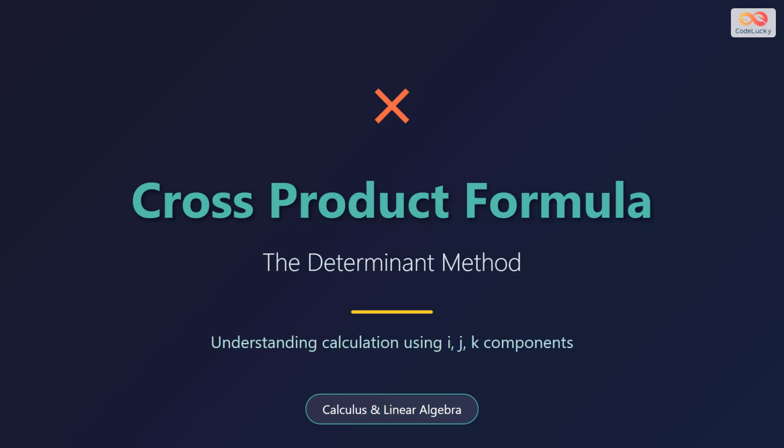Welcome. In this video, we are going to learn how to calculate the cross product of two vectors using the determinant method. This is often considered the most reliable way to remember and calculate the formula without making sign errors. We will be focusing specifically on using the standard unit vectors i, j, and k.